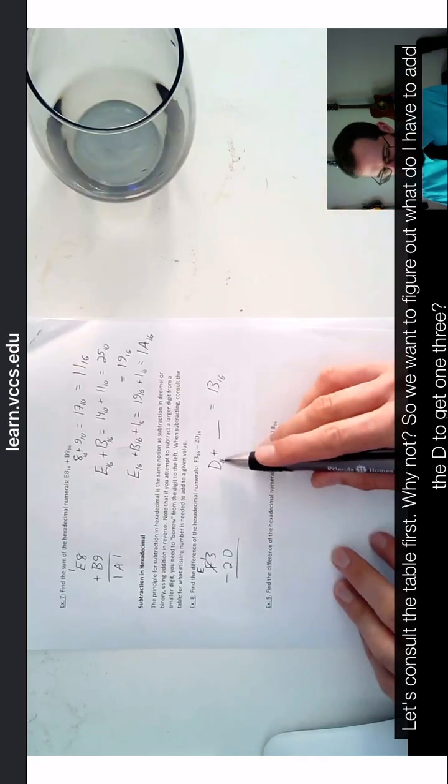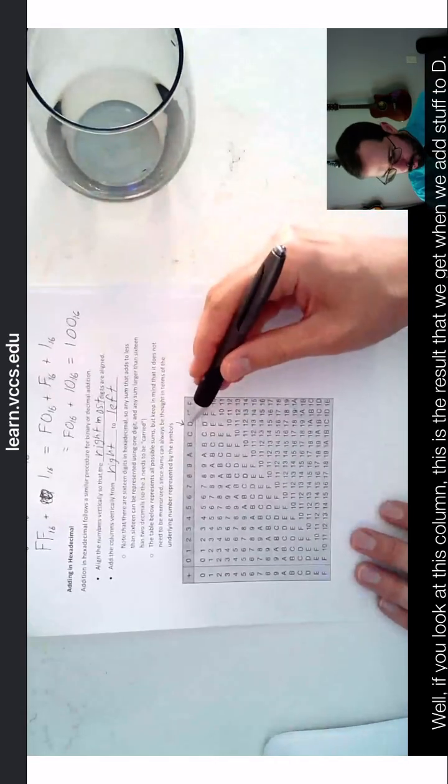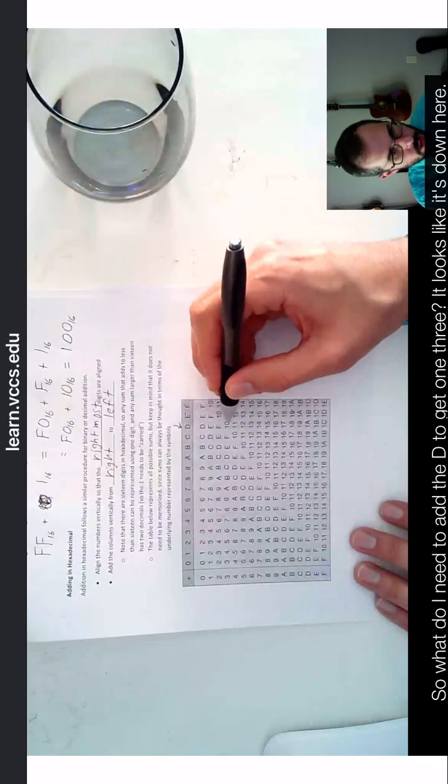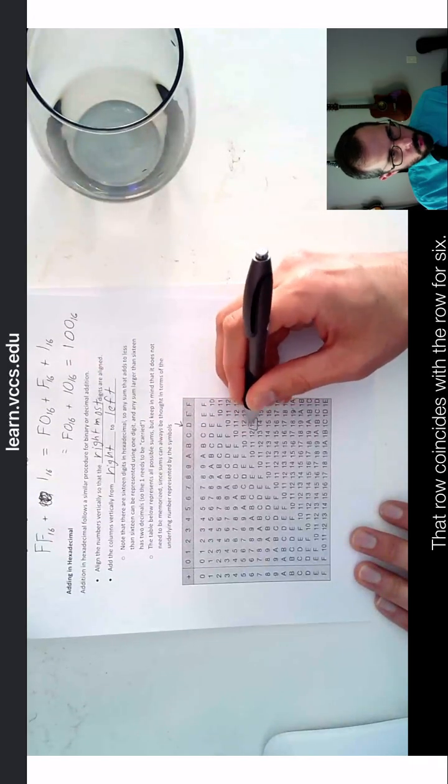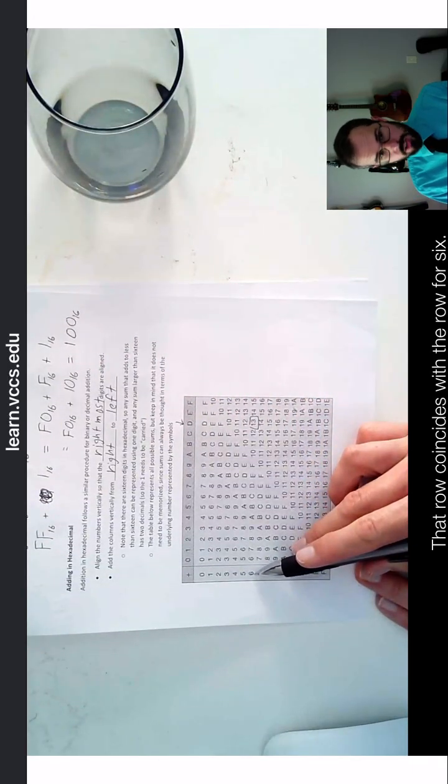Two ways we can do this. One, just thinking about what the numbers mean. Two, consulting the table. Let's consult the table first, why not? So we want to figure out what do I have to add to D to get 1, 3. Well, if you look at this column, this is the result that we get when we add stuff to D. So what do I need to add to D to get 1, 3? It looks like it's down here. That row coincides with the row for 6. So if I add 6 to D, I will get 1, 3. I said 13, didn't mean to. 1, 3 is not 13.